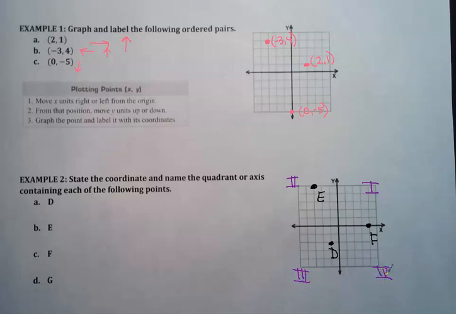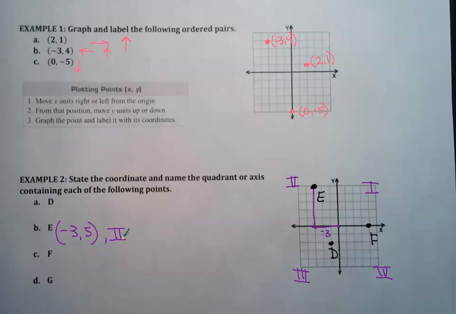All right, so let's list the coordinates for E. So we're right here, right? So we're coming from the origin, we're coming negative 3, because we came 3 to the left, and we go up 1, 2, 3, 4, 5. So I've got negative 3 comma 5. And what quadrant is E in? 1, 2, 3, or 4? It's in quadrant 2. Good.